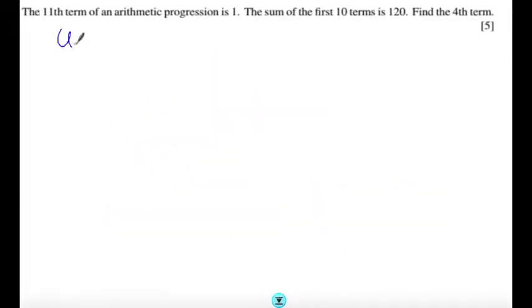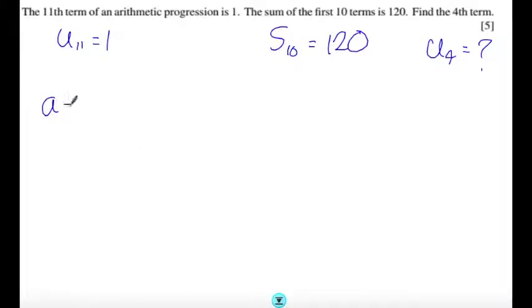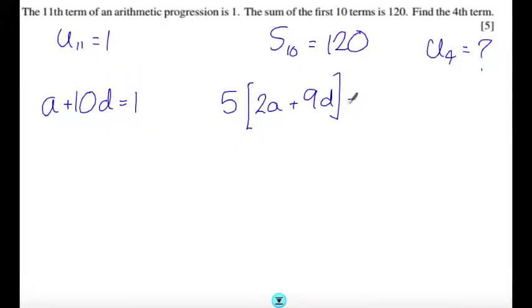Okay, right, the 11th term of an arithmetic progression is 1. The sum of the first 10 terms is 120, and they want us to find the 4th term. Okay, so let's think what we know. u11, which is a plus 10d, equals 1, and s10, so let's think about the formula for that. That's a half n, which is 5, times by 2a plus n minus 1, so 9d, has to equal 120.